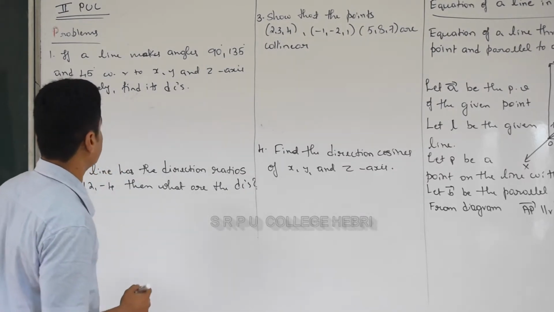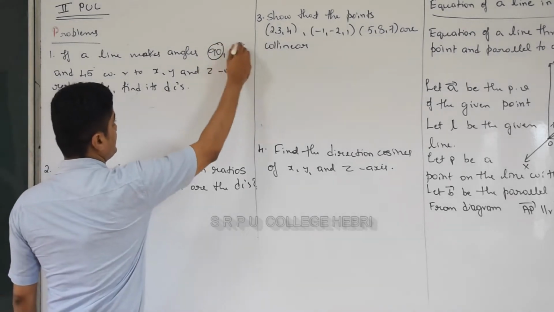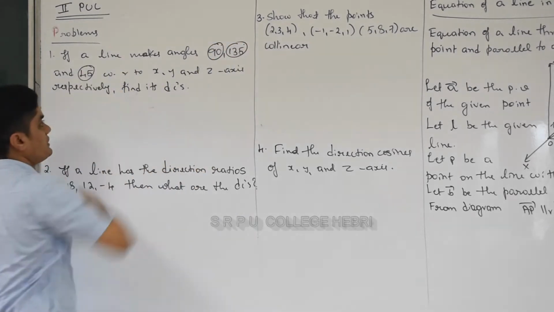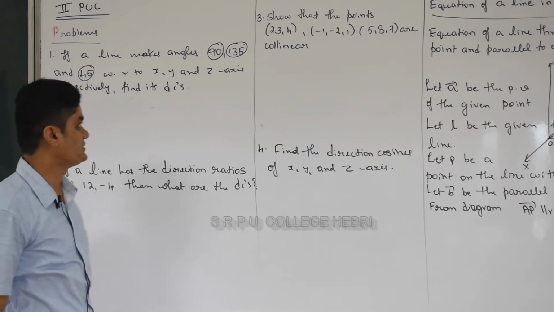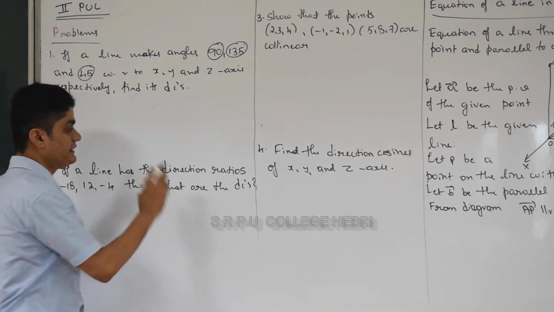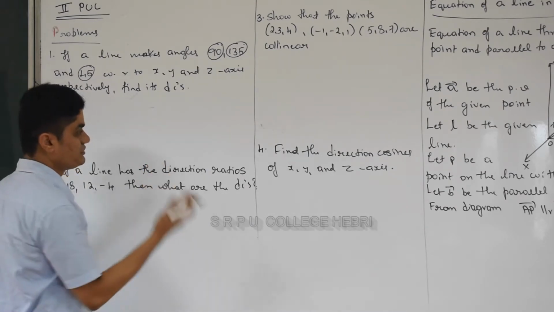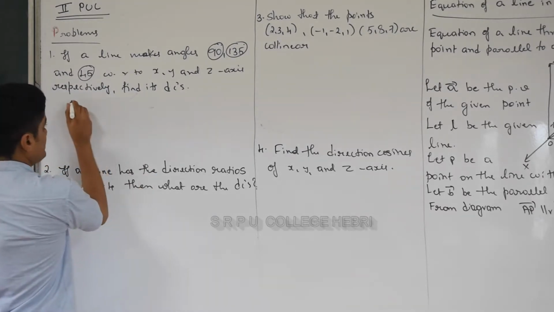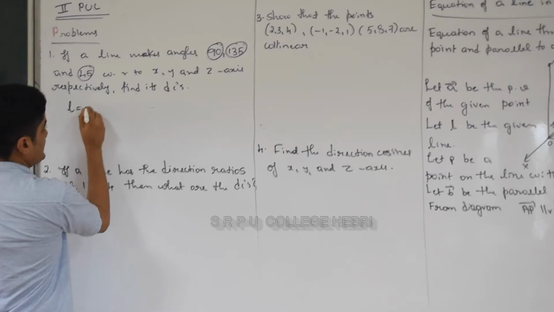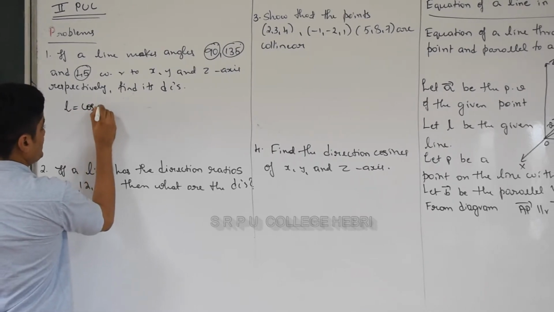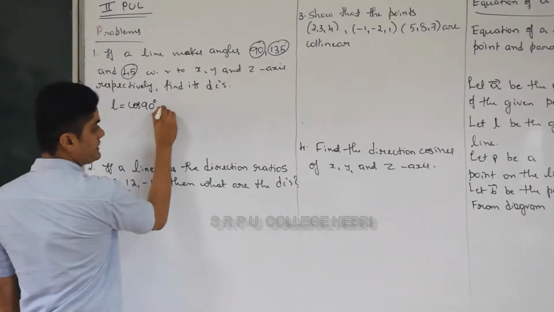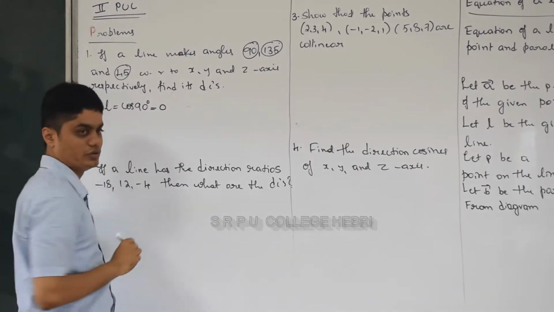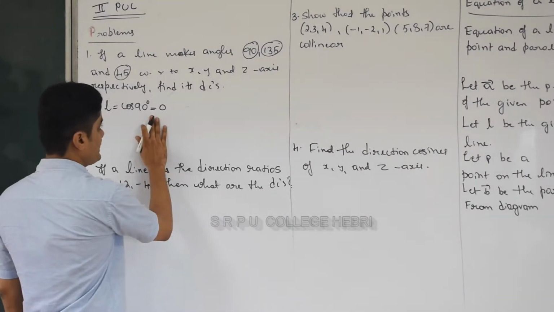If a line makes angles 90 degree, 135 degree and 45 degree with the positive direction of x, y, z axis respectively, then find the DCs, the direction cosines. See, if you solved it in vectors, so I'll repeat the same work again. So here alpha is equal to 90 degree, so the first direction cosine is l, which is cos alpha, cos 90 degree. Cos 90 degree is equal to 0, right? So the first direction cosine is 0.